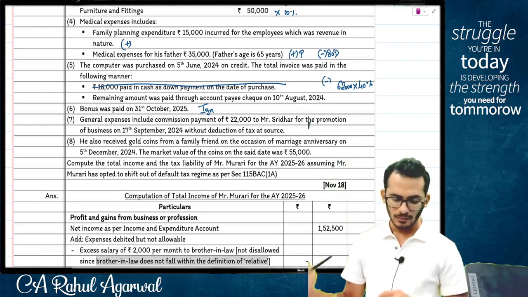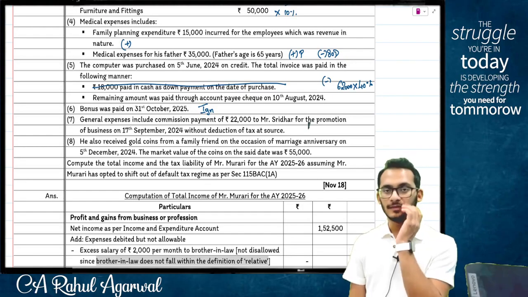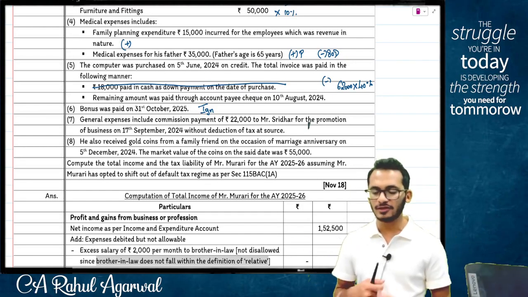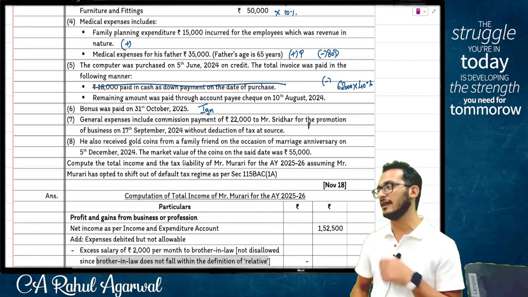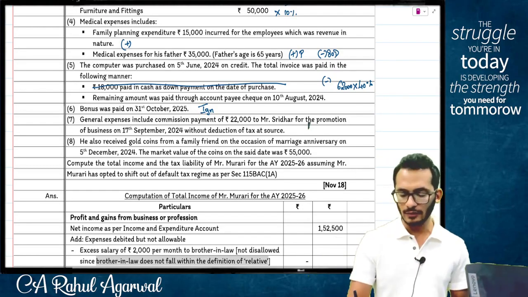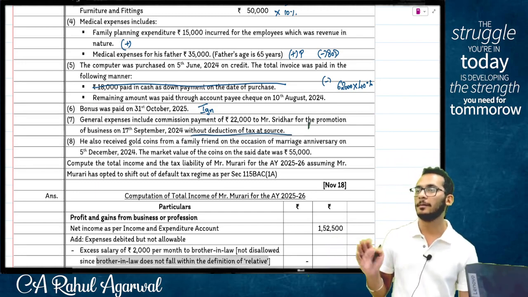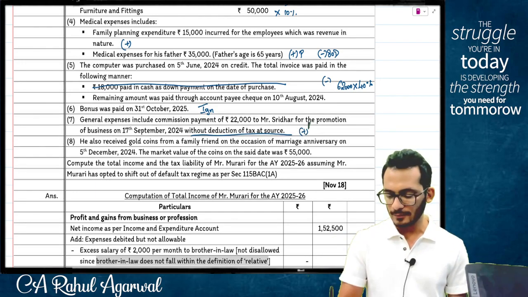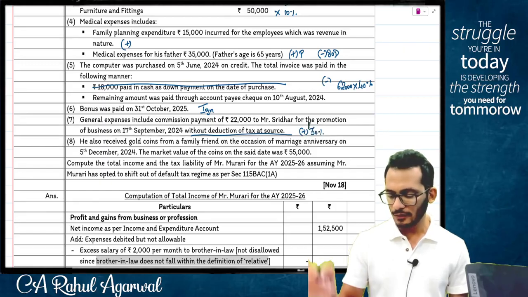Nothing will get allowed. Madam, you can claim chapter 6A. That and all is allowed. General expenses include commission payment of 22,000 to Mr. Sridhar for promotion of business without deduction of tax at source. People, the moment you see the words without deduction of tax at source, there is nothing else to do but to disallow 30% of the expense.